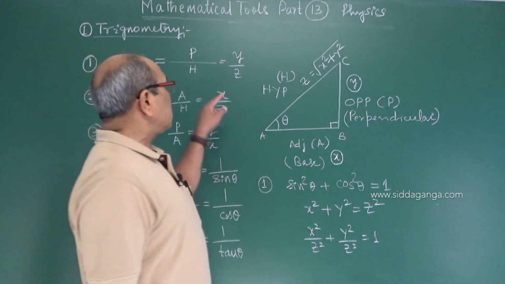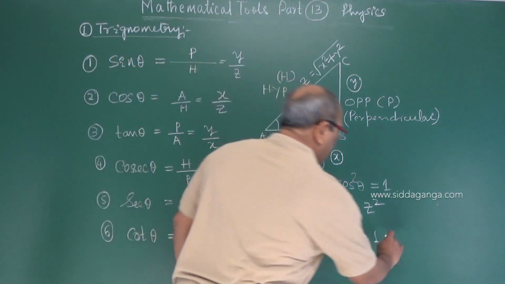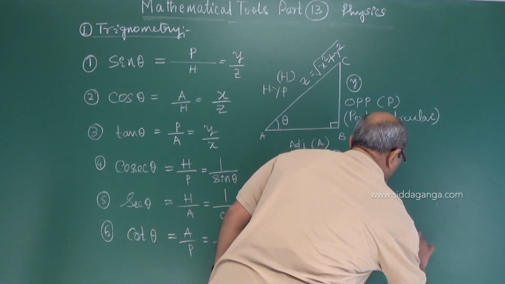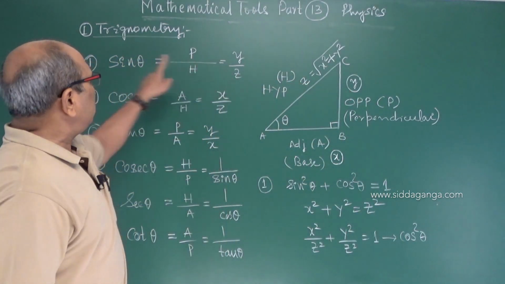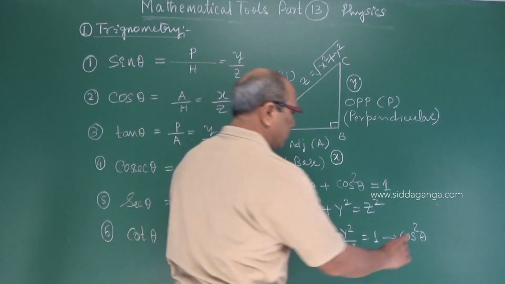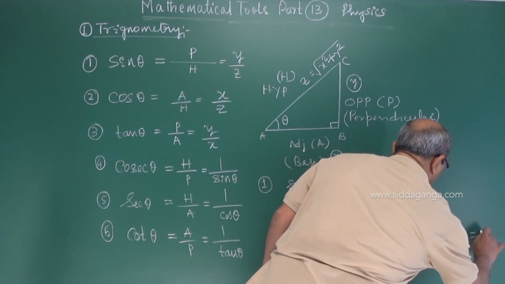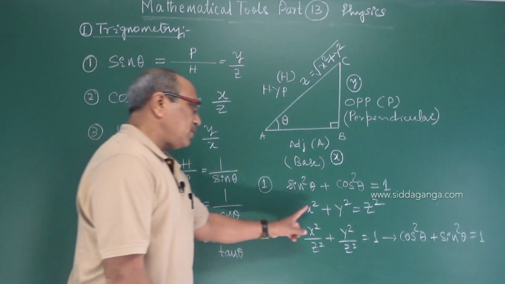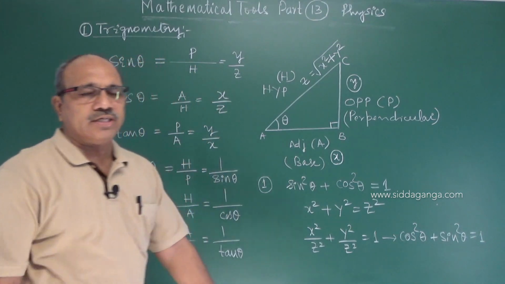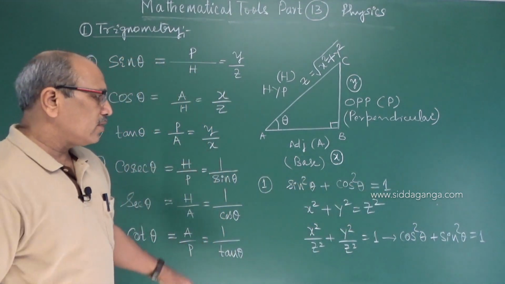What is x by z? We defined it as cos theta. Therefore, I can write in place of this cos square theta. Similarly, y by z we defined as sin theta. Therefore, it can be written as sin square theta, which is equal to 1. So, this important relation we have to remember: sin square theta plus cos square theta becomes equal to 1.